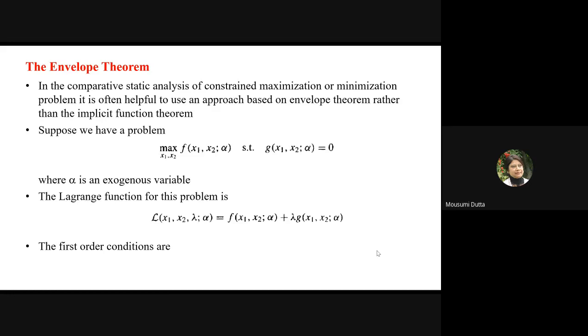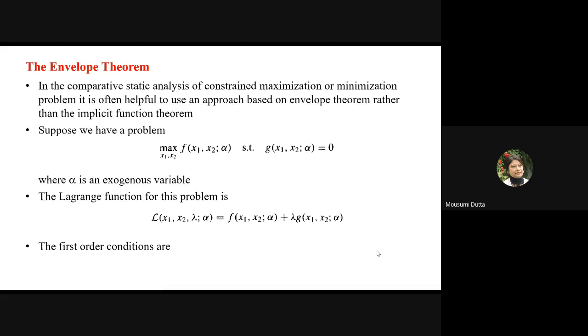Instead of doing this, we can consider the Lagrangian expression and the value function, and take the derivatives with respect to alpha, or with respect to the parameters of the model. We may show that if I take the comparative static with respect to V, it will be very similar to the comparative statics with respect to L. So in the comparative static analysis of a constrained maximization or minimization problem, it is often helpful to use the approach based on the envelope theorem rather than the implicit function theorem.